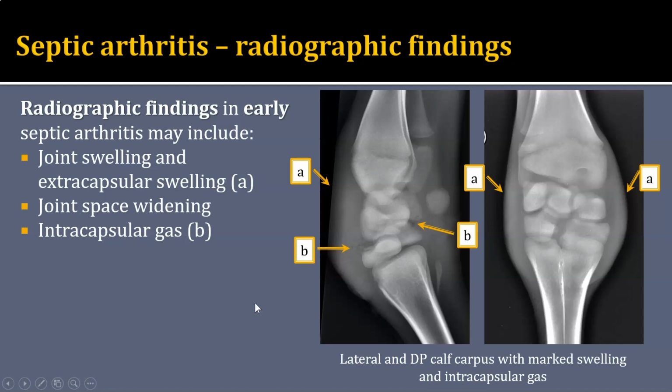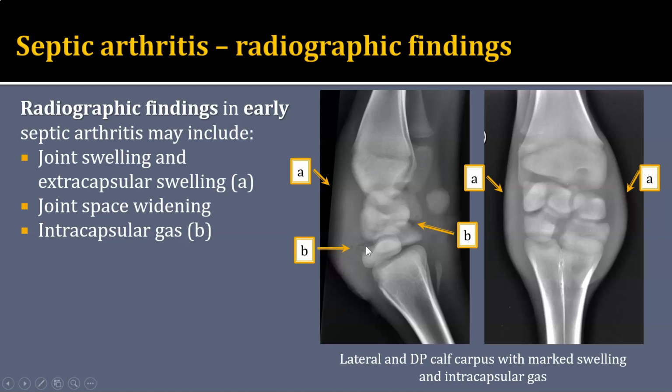Sometimes in these patients, the joint space can actually look wide, and that's because there's so much fluid in the joint that it can distend the joint. If we're lucky, we might identify intracapsular gas that could be secondary to a gas-producing bacterial infection or if there was a puncture wound.